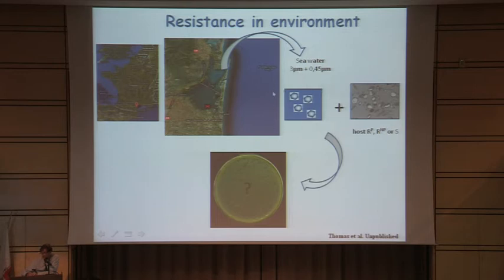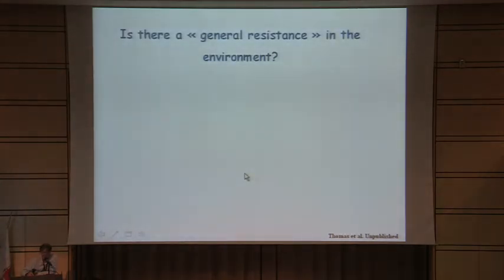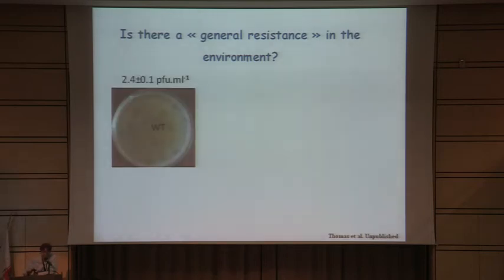We tried to measure the viruses in seawater on different hosts, so the wild type, the sensitive cells, or the resistant producers or non-producers. And we counted the lysis plaques just here. The question was, is there a general resistance in the environment, as we saw in vitro when we did our experiments? For the wild type, first we got what we usually have, between 2 and 3 infectious particles, lysis plaques, per ml of seawater. So this is what we usually get.